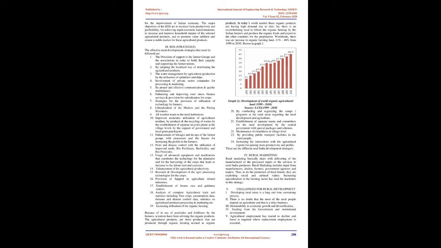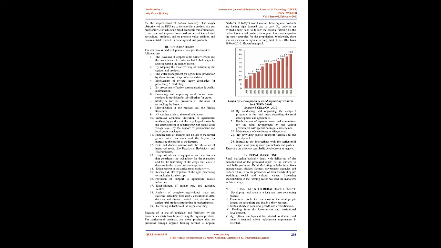17. Establishment of farmer care and guidance centers. 18. Analysis of complete agricultural trade and statistics including tree crops, consumption data, diseases and disease control data, statistics on agricultural products processing and marketing etc. 19. Increasing utilization of the organic farming.